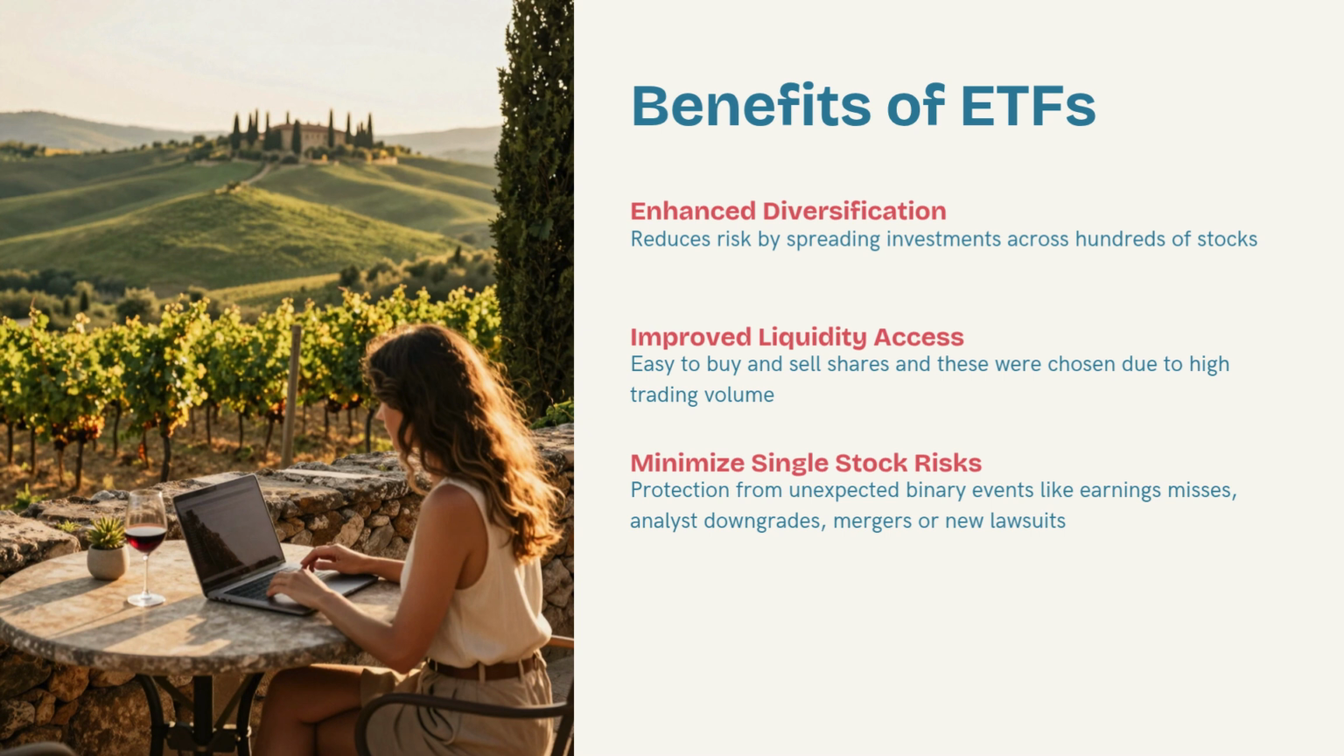When we have single stocks, those are exposed to binary events, meaning something is going to be like a light switch, either on or off. The stock could move very quickly up or very quickly down based on things like lawsuits, earnings reports, or analyst downgrades. Those are called binary events, and we're trying to avoid those where possible.